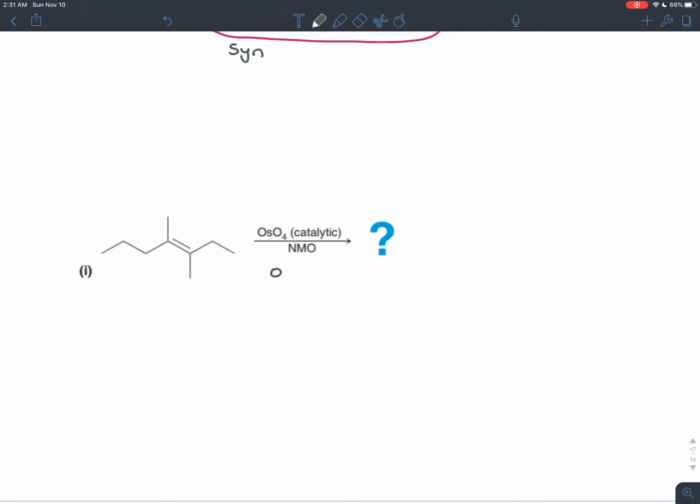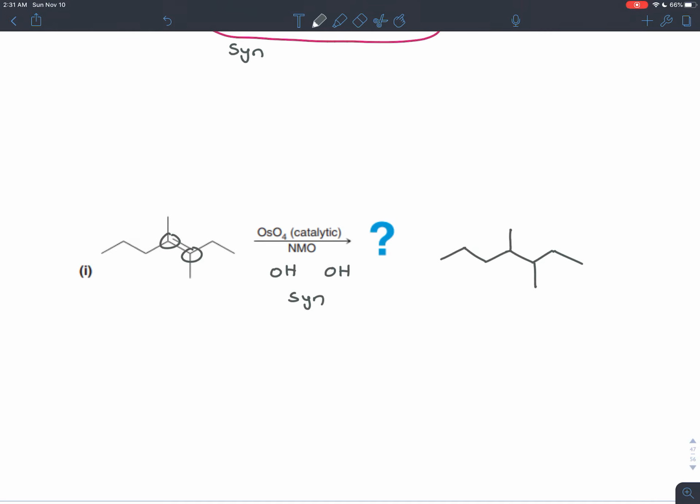So this is going to be syn dihydroxylation. We're going to be adding 2 OHs, and we're going to be adding them on the same face of the double bond. So we can redraw the carbon skeleton as it is. Actually, let me just make that a little clearer. So redraw the carbon skeleton as it is, just without the pi bond.